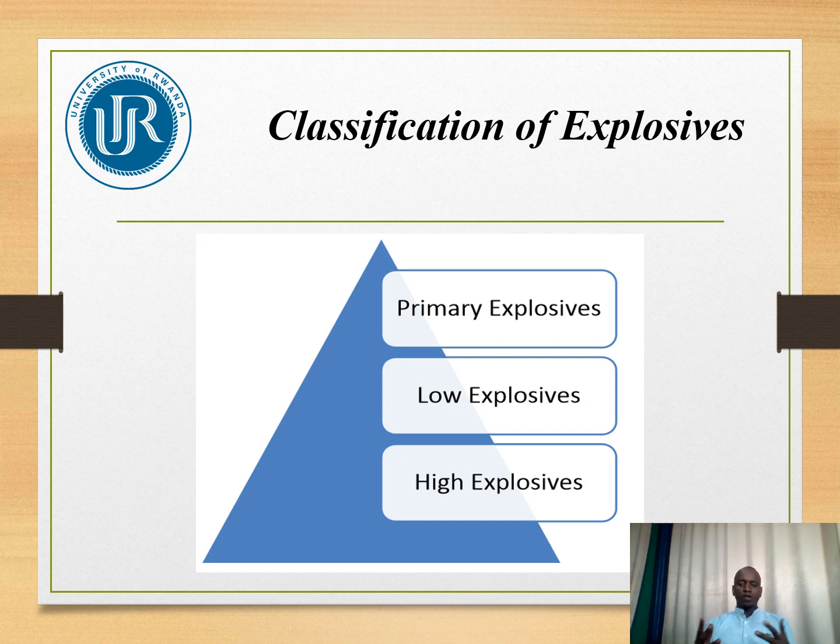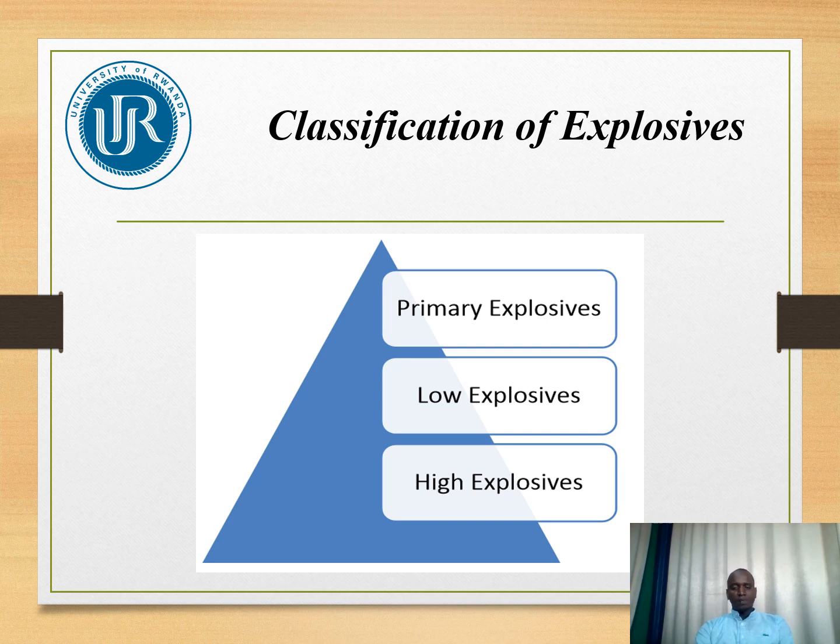Now, the classification of explosives: explosives are classified mainly into two classes. One is low explosive and the second one is high explosive. And the high explosive has two groups. One is primary explosive and the second one is secondary explosive. These are classified depending on the detonation speed and the chemical composition.